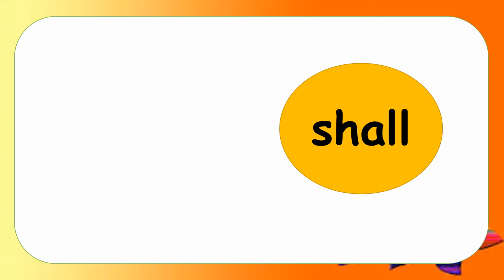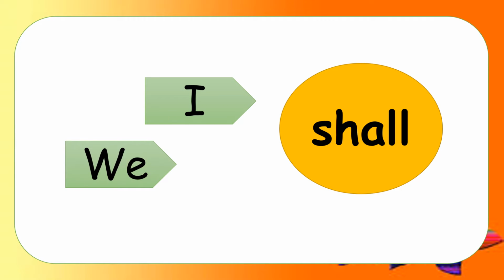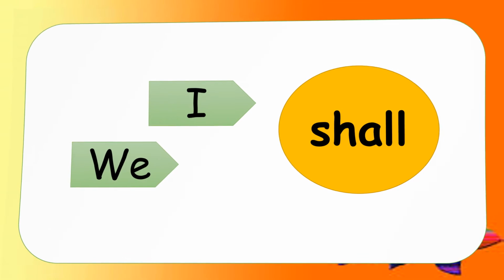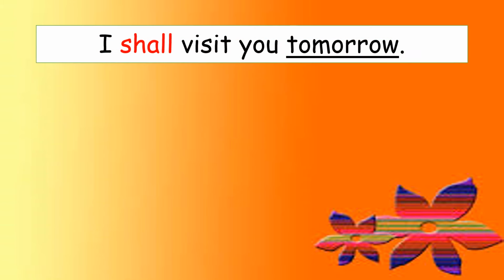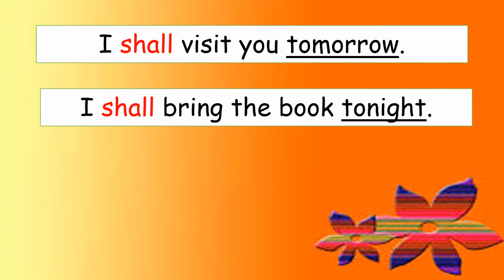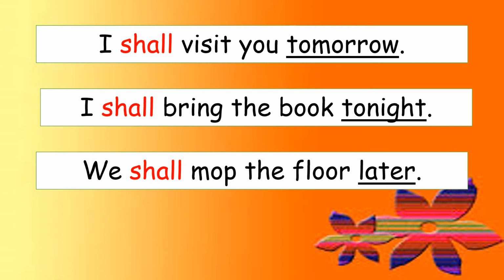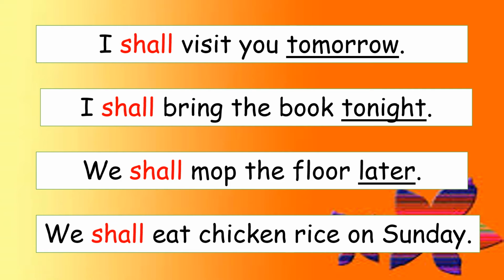We use shall for sentences that begin with I and we. Here are some examples. I shall visit you tomorrow. I shall bring the book tonight. We shall mop the floor later. We shall eat chicken rice on Sunday. Again, children, if the sentence begins with I and we use shall.